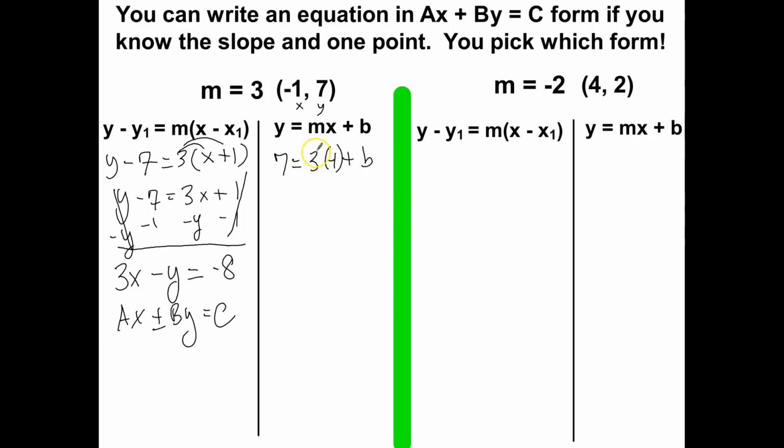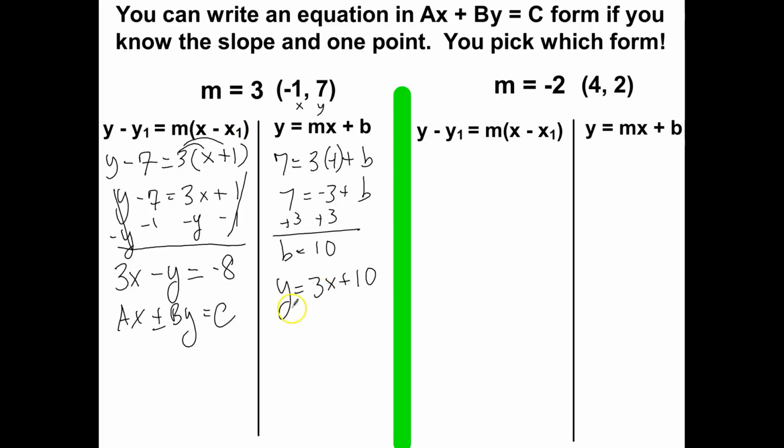So 7 is equal to 3 times negative 1 plus b. 7 is equal to negative 3 plus b. Add 3 to both sides. You get b is equal to 10. How can that help us? Well, put it in slope-intercept form. y is equal to 3x plus 10.